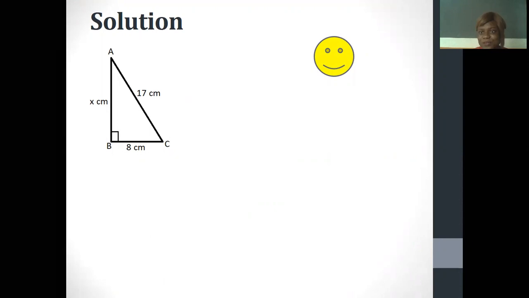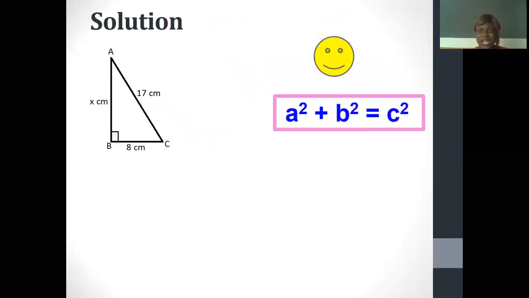It's not something to be frightened about. But remember what we're supposed to use. Our theorem is a squared plus b squared equals c squared. Very important. In this case, we just have sides and one missing side called x.